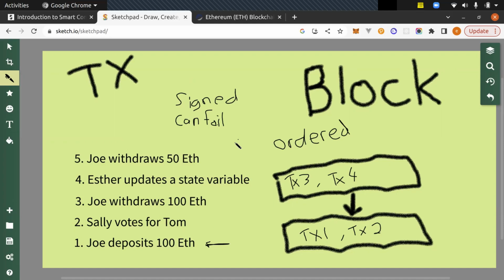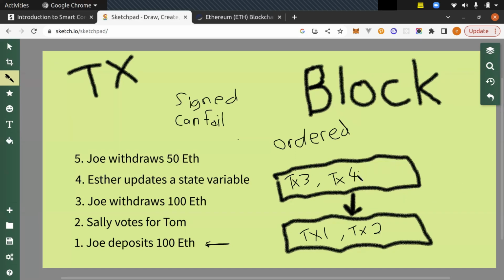And what is a block? Quite simply, a block is a group of transactions. Transactions are not added one by one to the blockchain. They are added in clusters, that cluster being a block, and these blocks will always maintain that order. For example, our transactions 1 and 2, where Joe deposits 100 ETH and Sally votes for Tom, would be bundled up into block 1 and added to the blockchain. Then transactions 3 and 4, where Joe withdraws that 100 ETH and Esther updates her state variable, would be bundled up into block number 2 and added to the blockchain.